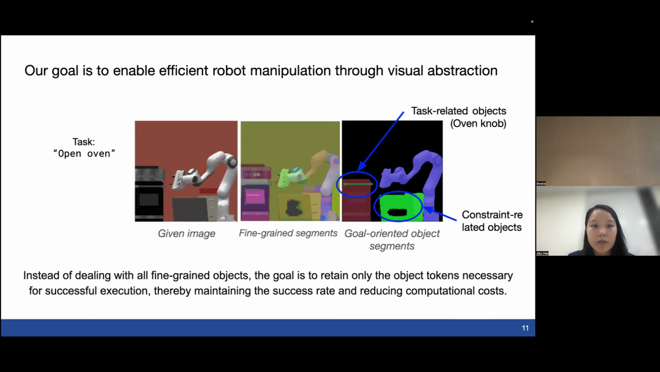Our goal is to enable efficient robot manipulation through visual abstraction. Given the task and the image, rather than using the fine-grained segments, we want to fetch only the goal-oriented segments that consist of task-relevant objects, which would be the oven knob, and also the constraint-relevant objects, which are the constraints that might hinder the task performance. By doing so, we also want to maintain the success rate while ultimately reducing the computational cost.